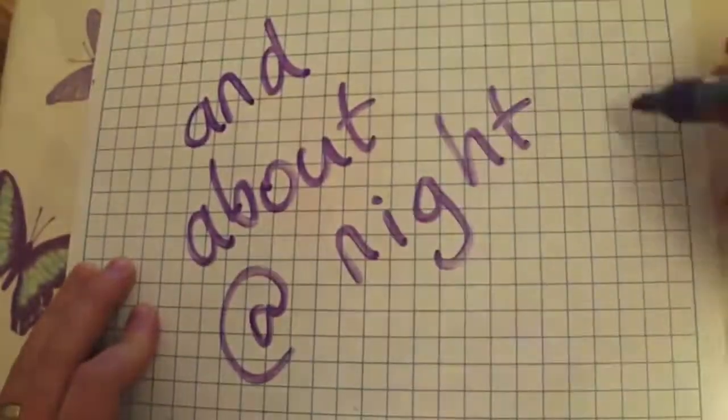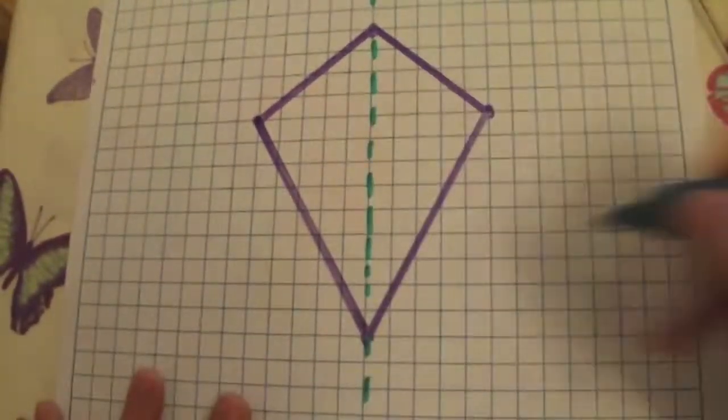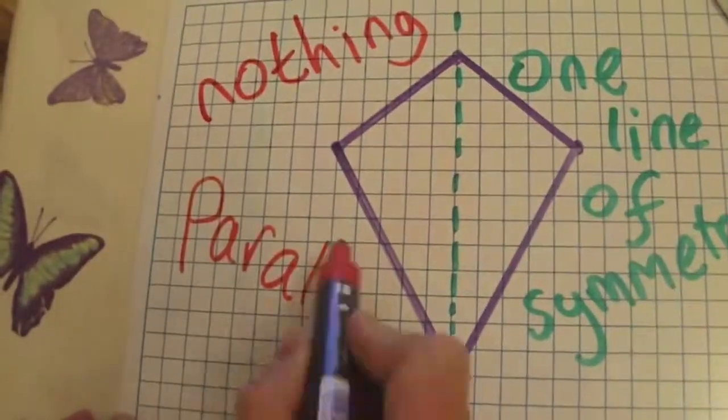If you ever find yourself out and about at night and you're feeling a bit windy, why not go for a kite flight? There's 1 line of symmetry but nothing parallel. It's got 2 pairs of adjacent equal sides as well.